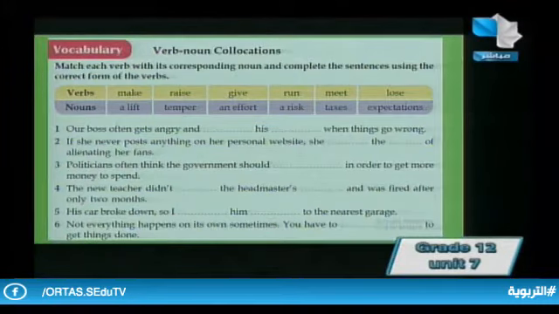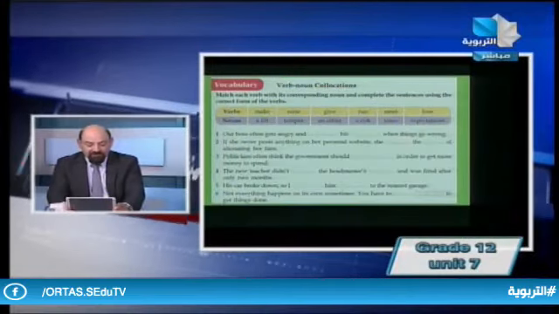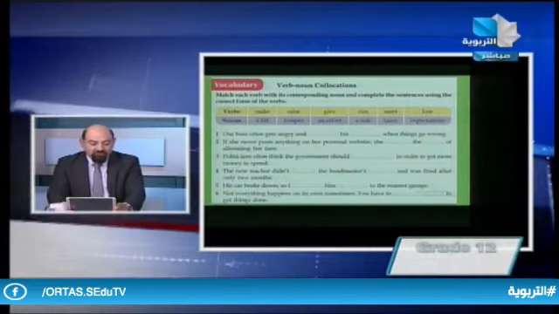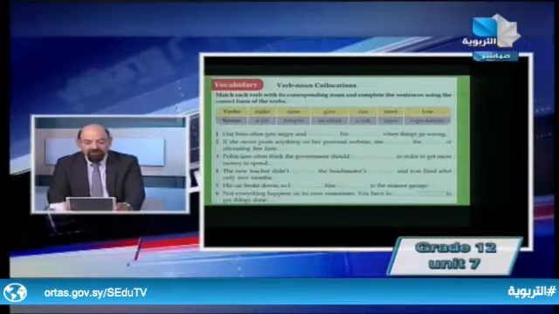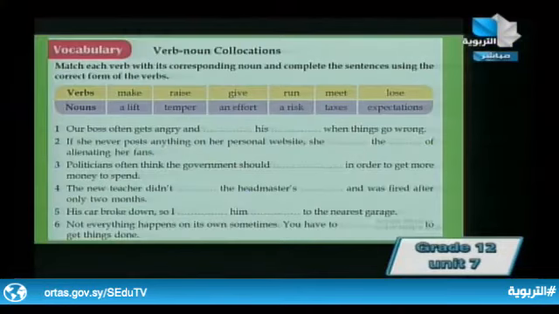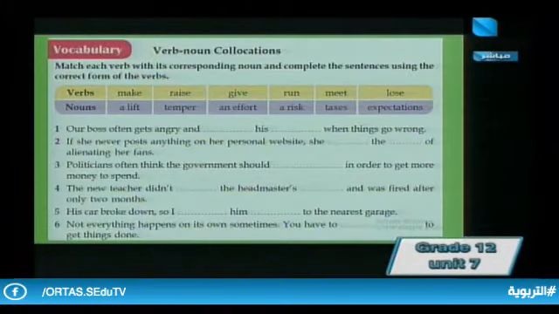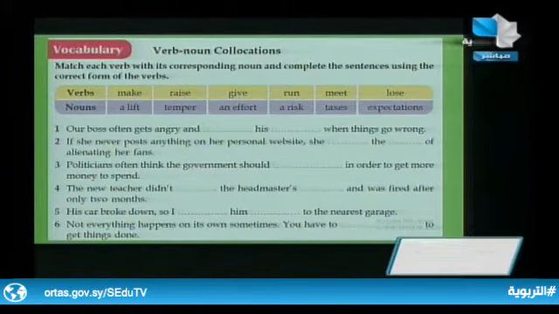It's ordered here to match each verb with its corresponding noun and complete the sentences using the correct form of the verbs. We have two lists, the first one about verbs and the other contains nouns. We are going to match every verb from list verbs with a noun. The first one is make. Make here goes with an effort.